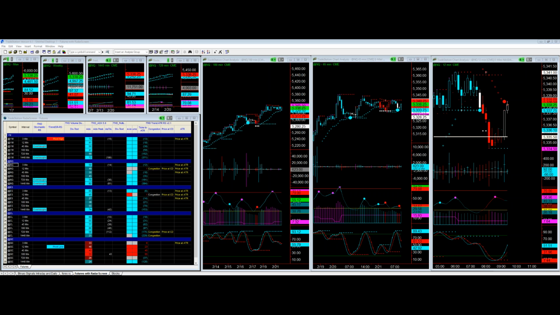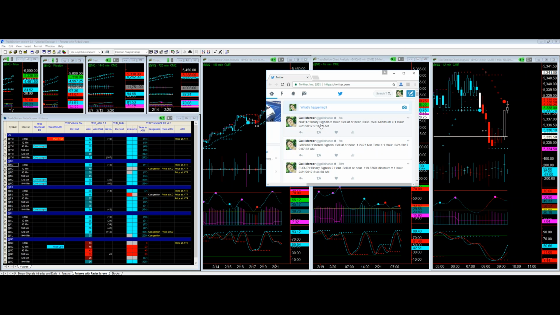Good morning, Dinesh. Right now, it's telling me that's a sell signal. See where it says binary signals, 2 hour sell at 53.38.75. That's pretty much where that red dot is.